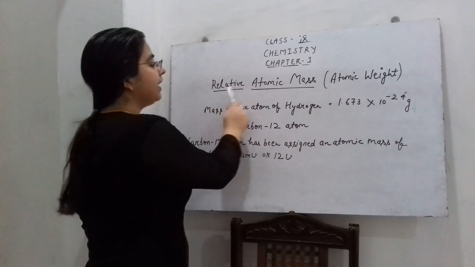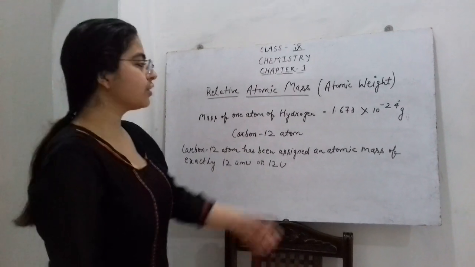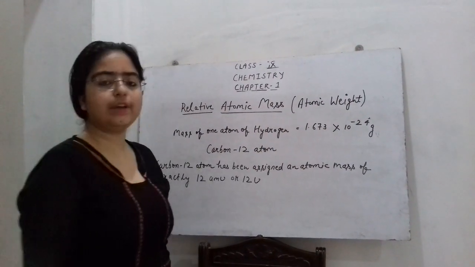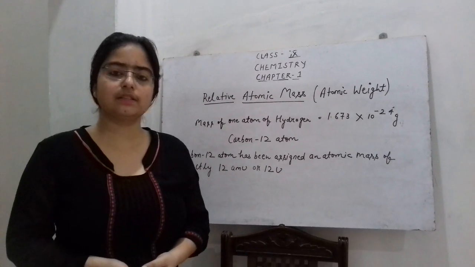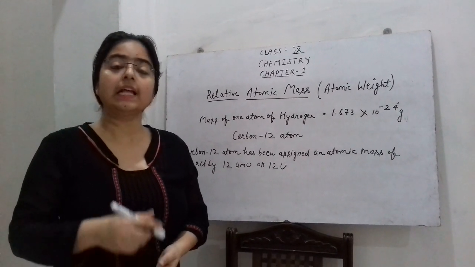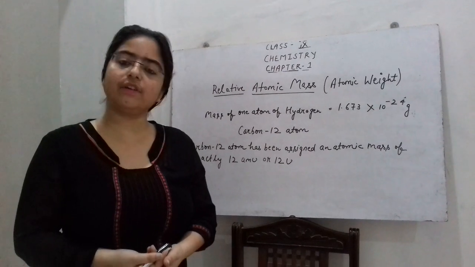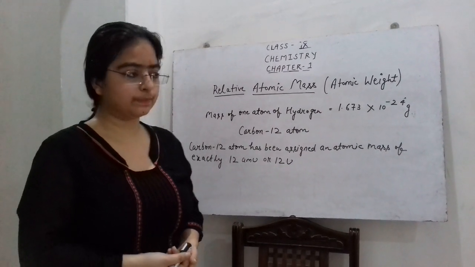The topic is relative atomic mass, which is also known as atomic weight. Now first of all we should know the meaning of atomic mass. Atomic mass means the mass of one atom of a chemical substance.